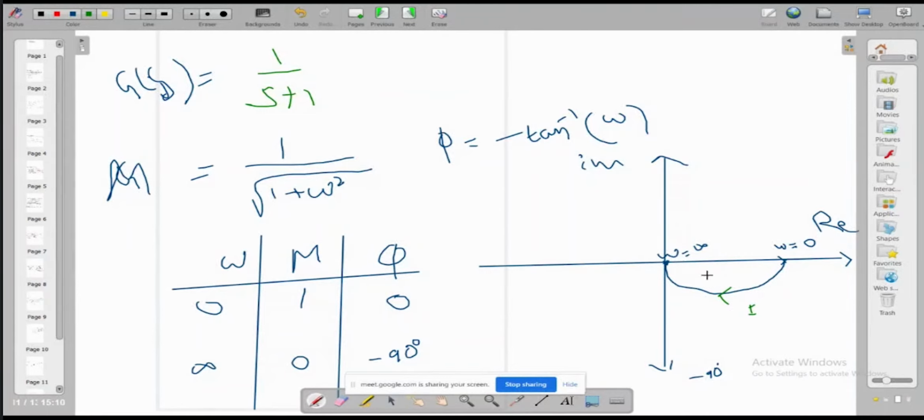Now path number 2 will be the mirror image of that one. Then we will reverse the direction.